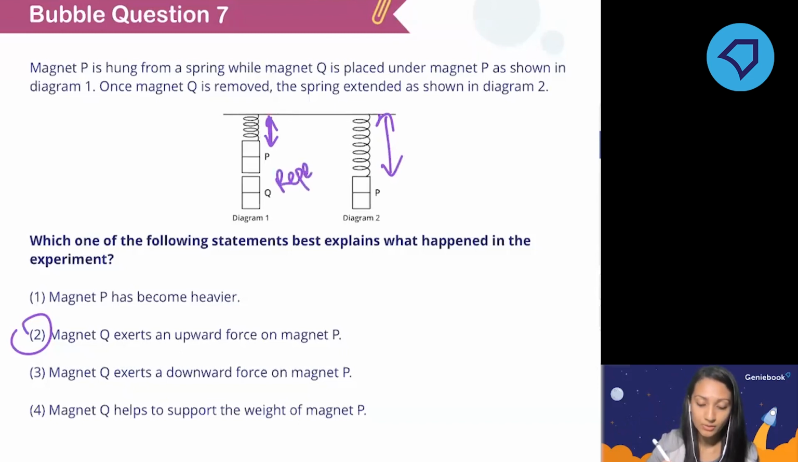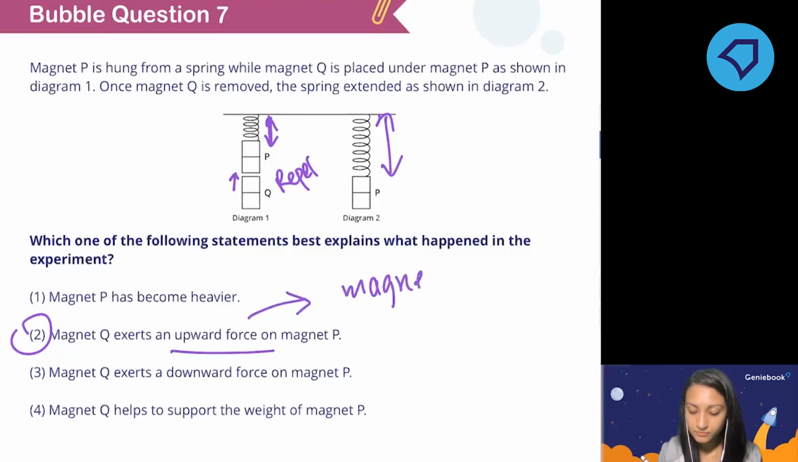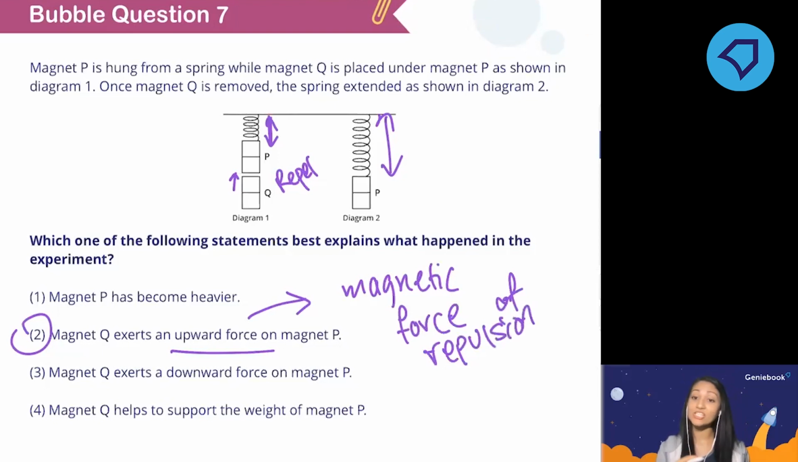Very good. So the fact that it is repelling is pushing P upwards. That's why you call it upward force, or in other words, magnetic force of repulsion. So you can safely assume that there are like poles facing each other. Very good. Like poles facing each other, it will repel. So it's helping to push.